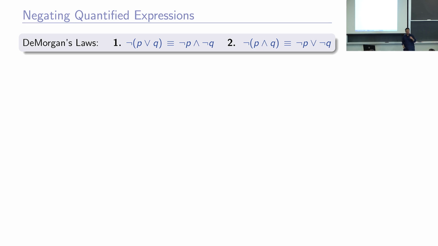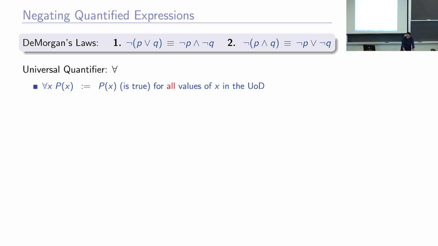And again, you can just do some English translation of this. It is not the case that both P and Q are true; it's basically saying either P is not true or Q is not true. Or, it is not the case that at least one of P and Q is true, that's what OR means. That means neither P is true nor Q is true, so it's an AND of not P and not Q.